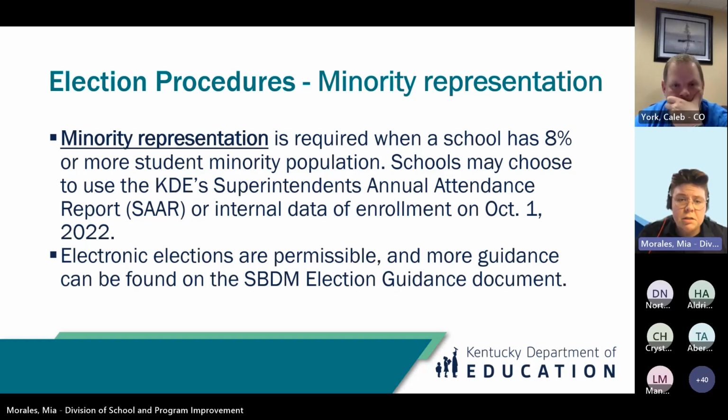Minority representation on council is required when schools have at least 8% minority student population. You can use your internal data from October 1st, 2022, or you can wait until August when the KDE's SAR report is released. If any of the groups want to use any sort of electronic elections, guidance can be found on the SBDM election guidance document on the SBDM technical document webpage.